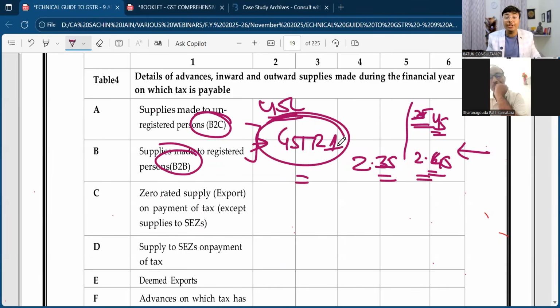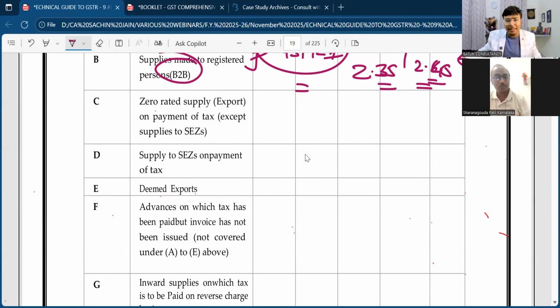Next, zero rated supply. Sir, what do you mean by this zero rated supply? It means export. When you are making the export after paying the taxes, that is, with payment export, and a refund is there on account of payment of IGST, you have to show it here. That is zero rated supply. Your export will always be zero rated supply.